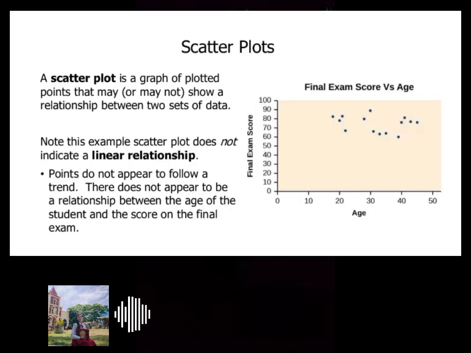Scatter plot. A scatter plot is a graph of plotted points that may or may not show a relationship between two sets of data. For example, the final exam scores versus the age. Note, this example scatter plot does not indicate a linear relationship. Points do not appear to follow a trend. There does not appear to be a relationship between the age of the students and the score on the final exam.